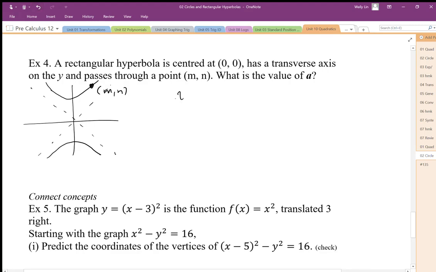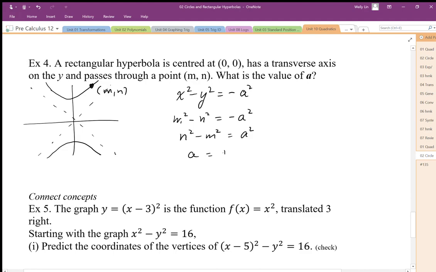Well, I know my equation must look like this: x squared minus y squared equals negative a squared. If I know some coordinate on the graph, I can calculate a. It looks like this: m squared minus n squared equals negative a squared. Solving for a, I get n squared minus m squared equals a squared.